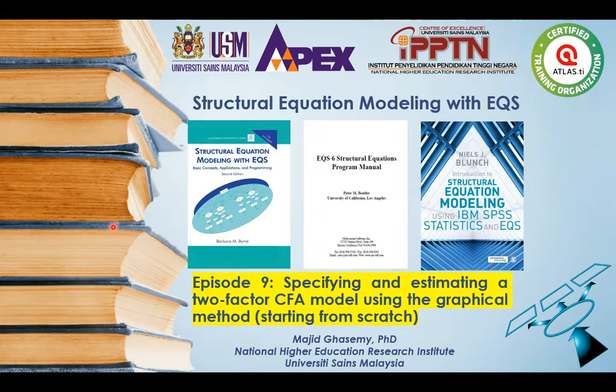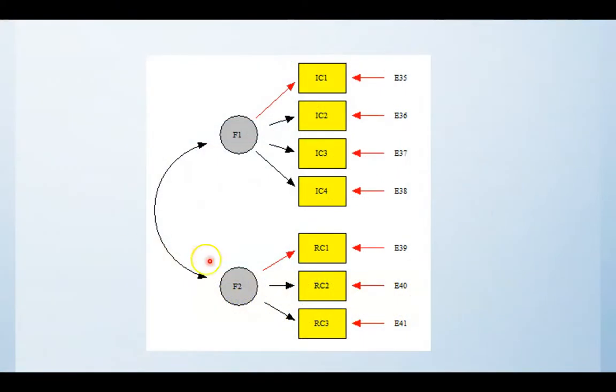In this video I'm going to specify and estimate the same two-factor CFA model that I specified in the previous video, but this time I'm going to draw the model so that you can see how it can be done in EQS. Alright, this is our two-factor CFA model. The first factor is interpersonal conflict with 4 items, and the second factor is role conflict with 3 items. Okay, now let's jump to the software to draw the model.